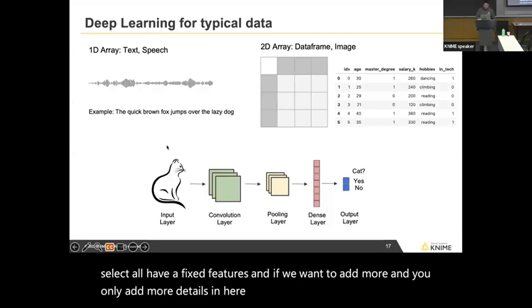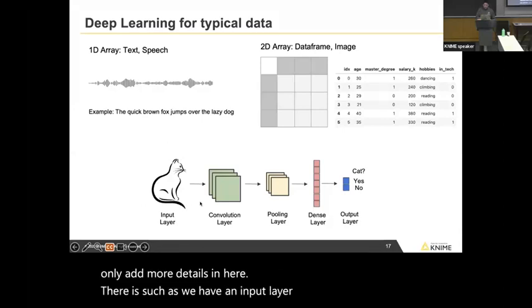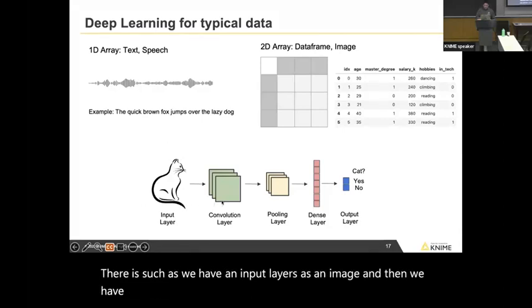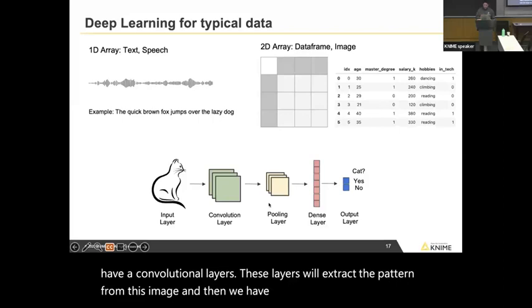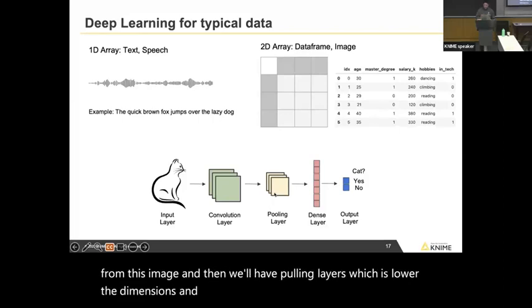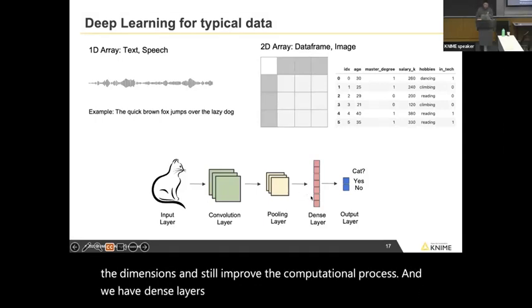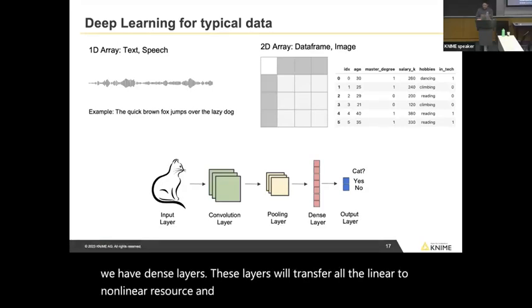Example in here is such as we have input layers as an image, and then we have a convolutional layers. These layers will extract the pattern from this image. And then we have pooling layers, which lower the dimensions and still improve the computation process. And then we have dense layers. These layers will transfer all the linear to non-linear results. And towards the end, then we have a prediction to say, oh, this image is a cat or not.